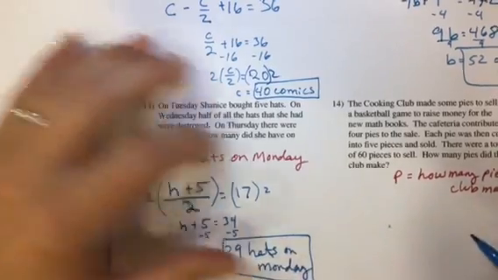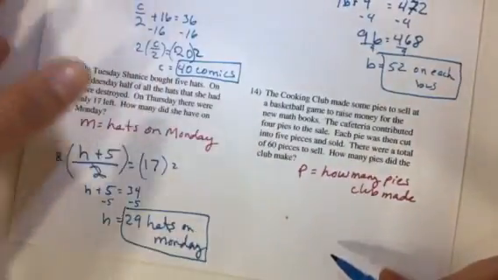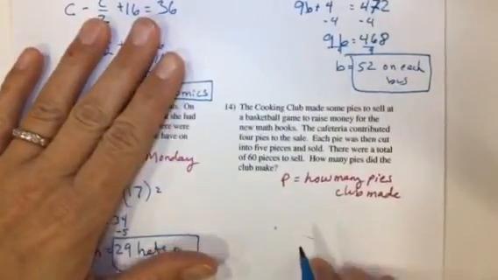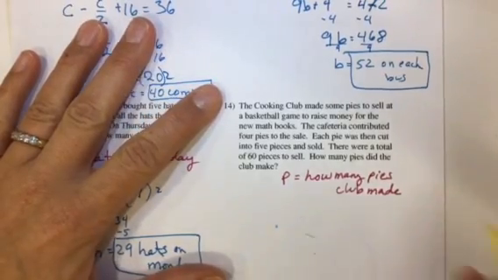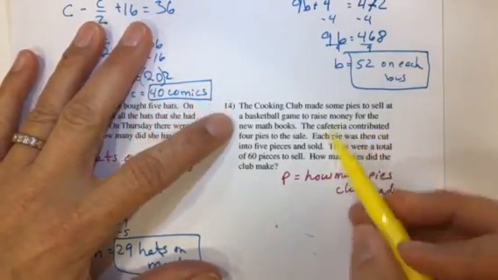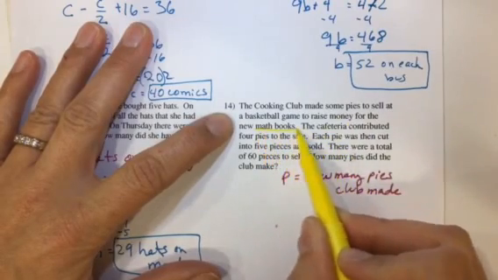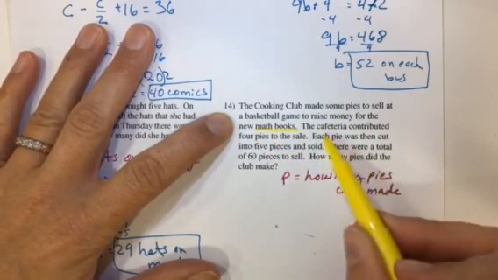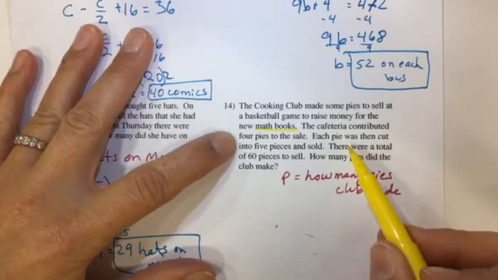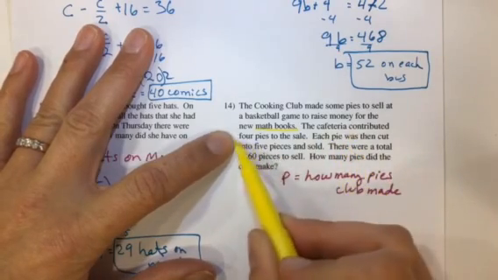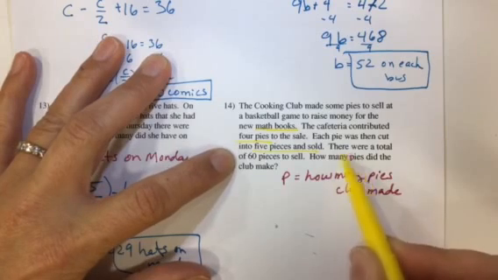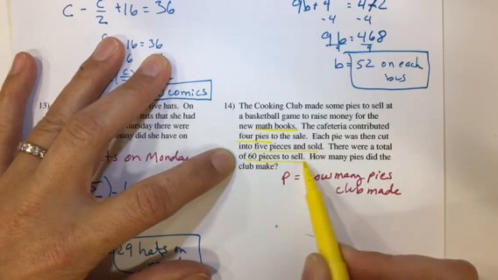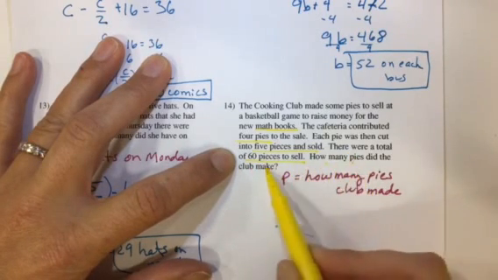Okay, and then our last one, the cooking club, sounds like a fun club, has made some pies to sell at a basketball game. This sounds like a lot of fun. To raise money for new math books, can't get any better than that. It's all kinds of fun. The cafeteria contributed 4 pies to the sale. Each pie was then cut into 5 pieces and sold. There were a total of 60 pieces to sell. Now, how many pies did the club make?